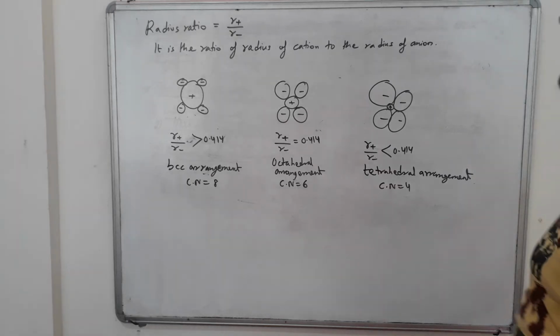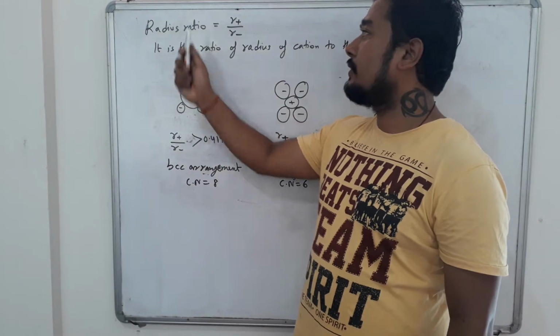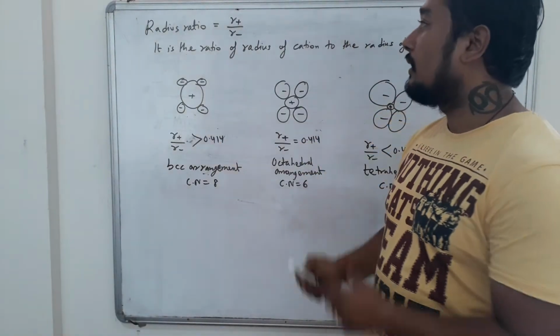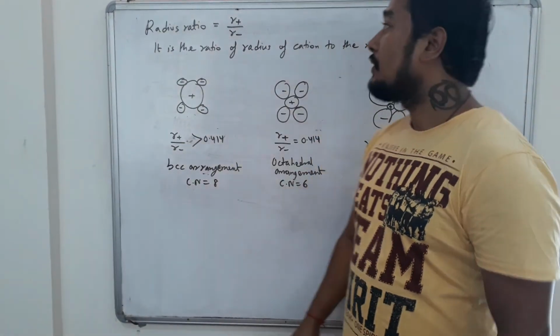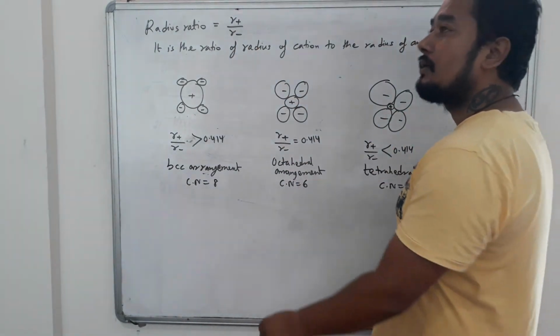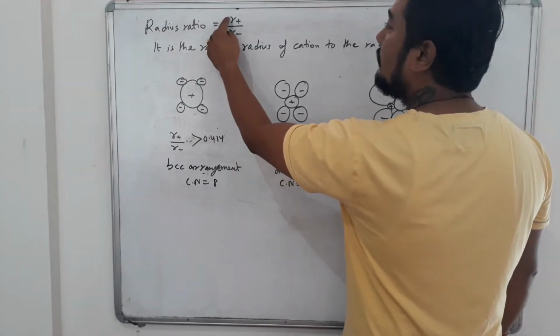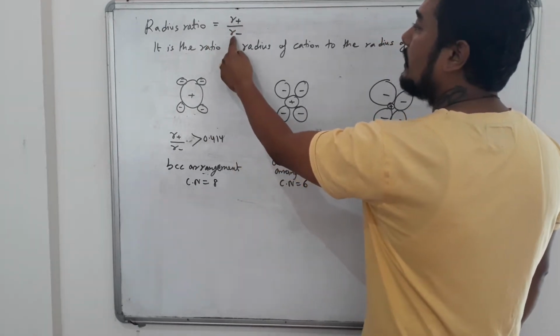Okay, welcome back students. Now here in this section we are going to see the radius ratio, and what help you get from this. Do remember R stands for radius, plus is for cation, minus is for anion. So do remember radius ratio is the ratio of radius of cation to the radius of anion.